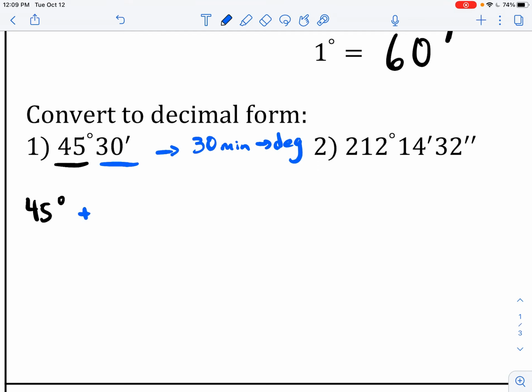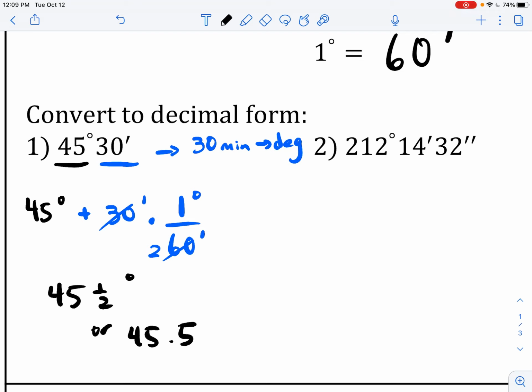So think about this for a second. Well, we have 30 minutes. And this is just basic unit conversion here. We know that there are 60 minutes in 1 degree. So we can pretty much just divide out those units here. 30 goes into 60 twice. So you can write this as 45 and 1/2 degrees, or in decimal form, 45.5 degrees. And that makes sense, because 30 minutes is half of 1 degree, given that we know that there are 60 minutes in 1 degree.